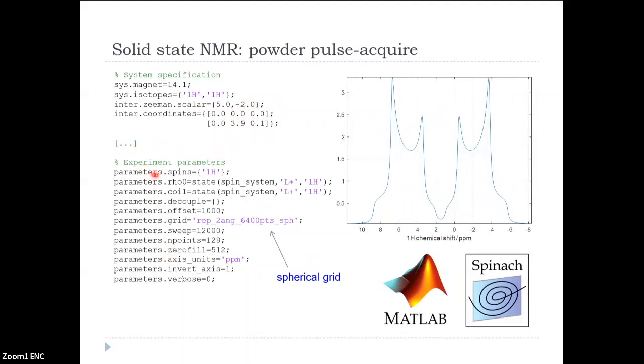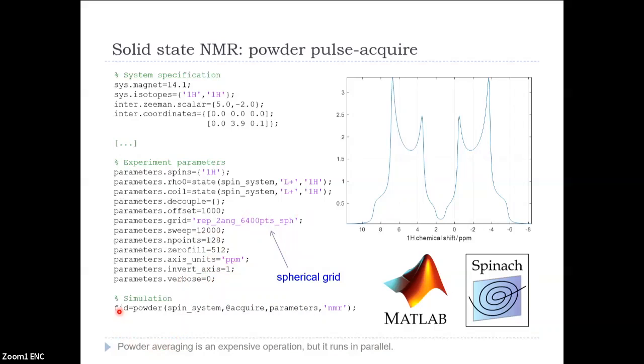And then, okay, parameters.spins, the experiment needs to run on protons, beginning in L+, so after the 90 degrees pulse. Detected on the L+, do not decouple. Apply a kilohertz offset, use the spherical grid with 6400 points, sweep width 12 kilohertz, number of points 128, zero fill to 512 before Fourier transform. The axis is in ppm. Please invert, do not output anything that is not absolutely necessary. And finally, FID is a powder simulation of the spin system under the pulse sequence that's called acquire with these parameters under NMR assumptions. And that's your solid state simulation in Spinach.